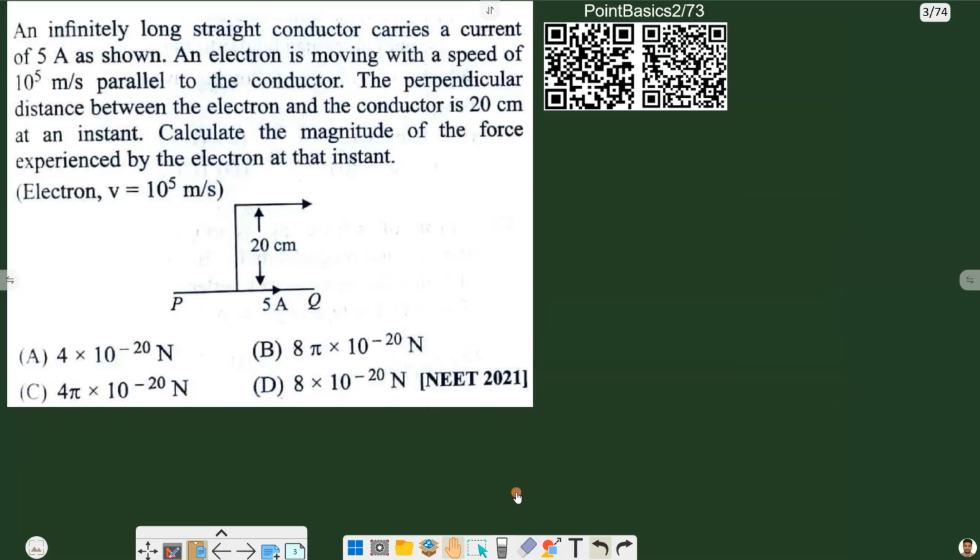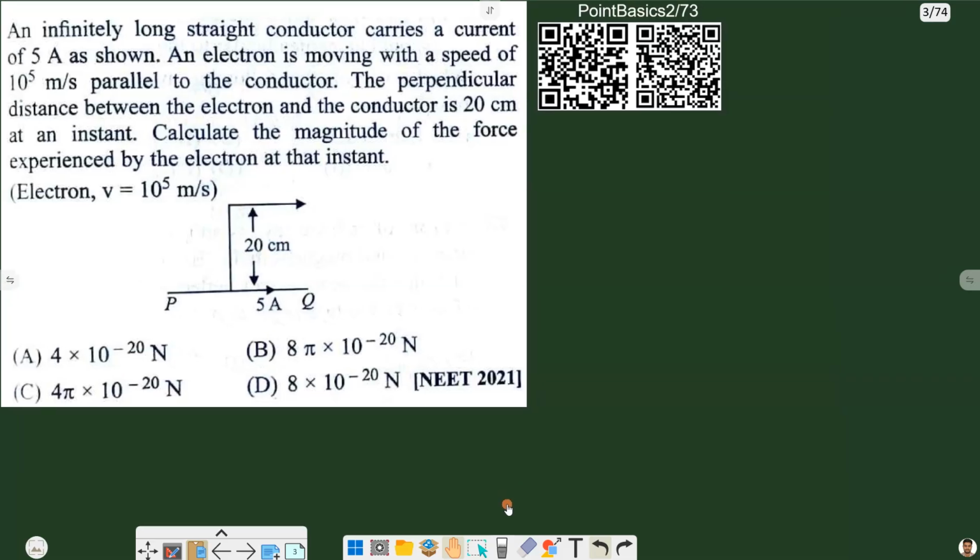So here we have to find the magnitude of the force. An electron is a charged particle. For a charged particle, we know the magnetic force is q v cross B. This is the force acting on a moving charged particle. We know the charge, we know the velocity, and we also need the magnetic field. Let's first find the magnetic field due to this PQ conductor, as this is a long straight conductor.